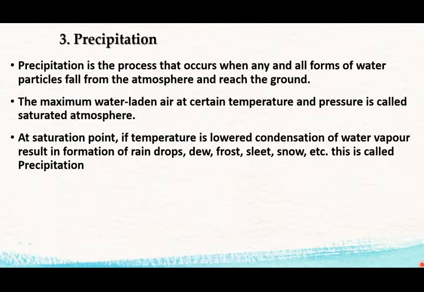The third process is precipitation. At a certain temperature and pressure, the maximum water-laden air is called saturated atmosphere. At the saturation point, if the temperature is lowered, the water holding capacity of the atmosphere is reduced, which causes the condensation of water vapor in the form of raindrops, dew, frost, sleet, snow, etc. This process is called precipitation.